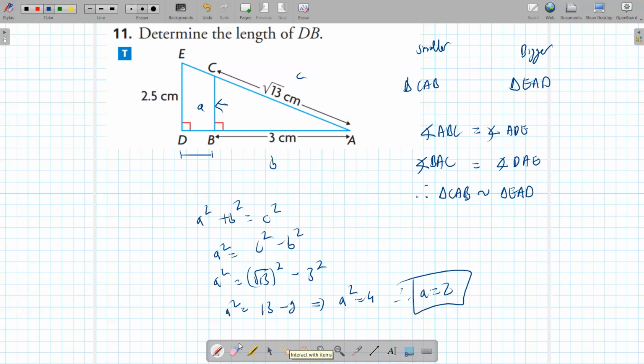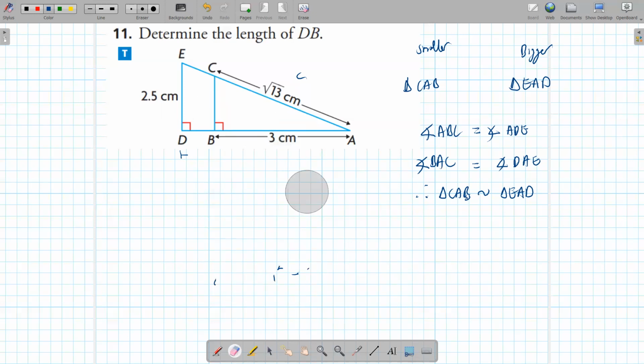Oh, okay. There's no way side A is going to be bigger than side C. Square root of 13 is like 3 point something. CB cannot be greater than the hypotenuse. So we know the segment CB is 2 centimeters.